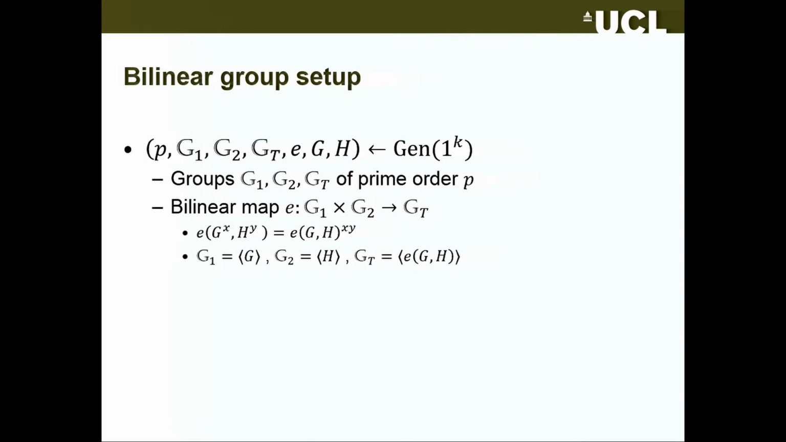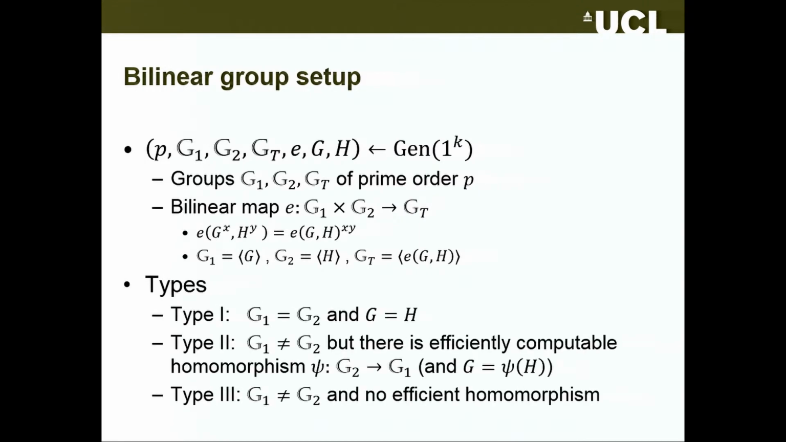There are different types of bilinear groups, okay? And particularly Galbraith, Paterson, and Smart distinguish between three types. So the first type, type 1, is when the two source groups are identical to each other. Type 2 is when they're different from each other, but there is an efficiently computable homomorphism in one direction. So from, say, G2 to G1, but not the other way around. And finally, we have type 3, where the groups are different, and there are no efficiently computable homomorphisms in either direction between the two source groups.